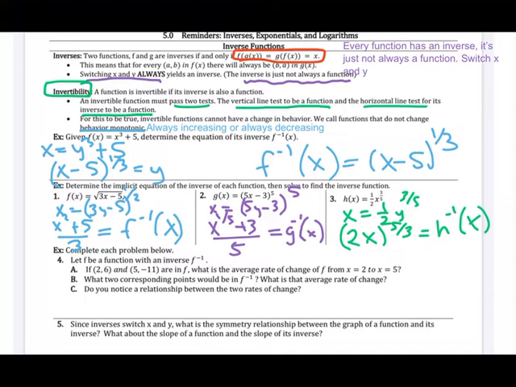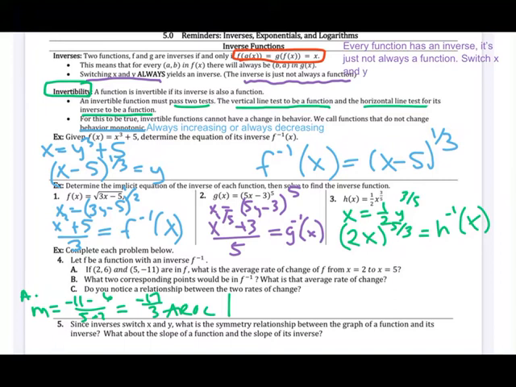For the next problem, it says, let f be a function with an inverse, f to the power of -1, or f inverse. For part A, given those two ordered pairs, what is the average rate of change from 2 to 5? Well, that just means to find the slope of the inverse. So let's find the slope of those 2 points for part A. So that's just using the slope formula. You're going to get -17 over 3 is your average rate of change.